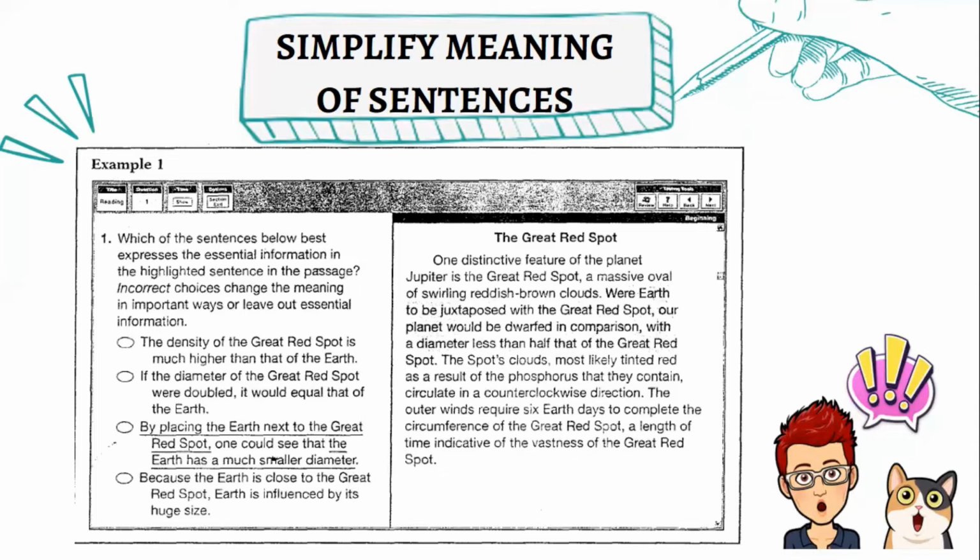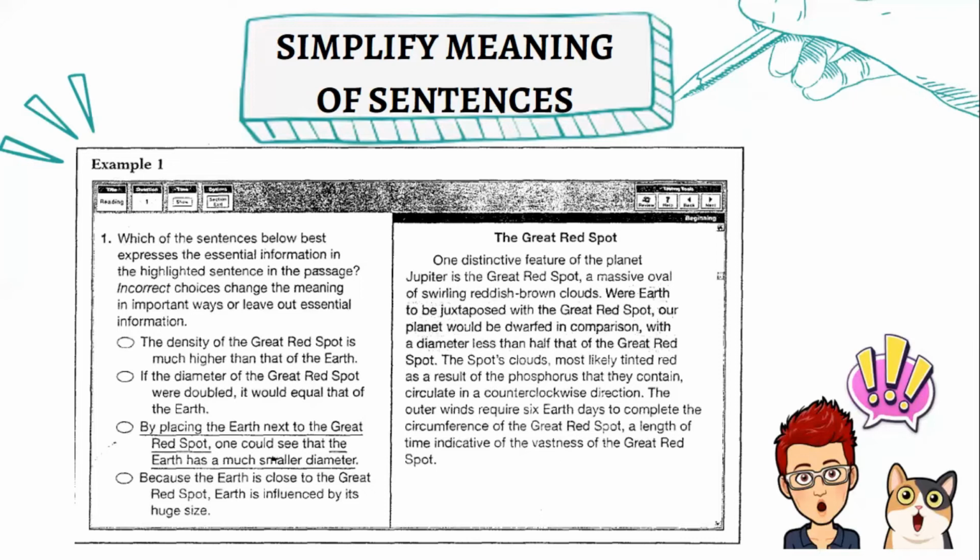What is the simple way to say what is highlighted in the text? And here, in this particular example, you have, by placing the Earth next to the Great Red Spot, one could see that the Earth has a much smaller diameter. So here, you have to read what is highlighted, understand the essence, the main idea, what is the most important thing that this particular part of the text is trying to portray, and then you are going to take a look at the options that you have.